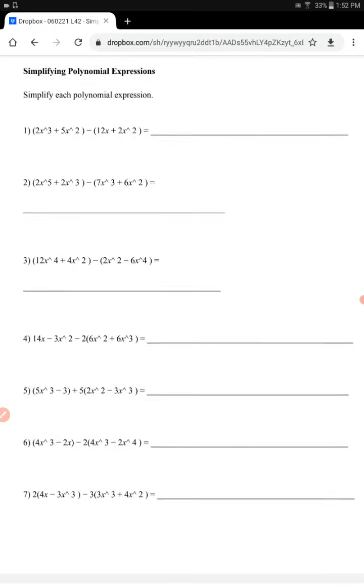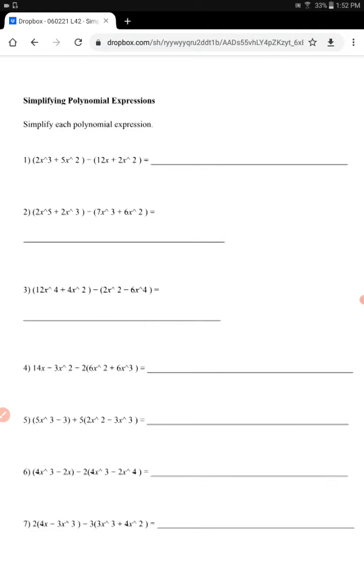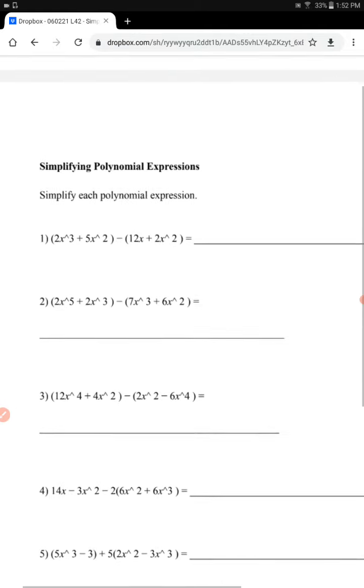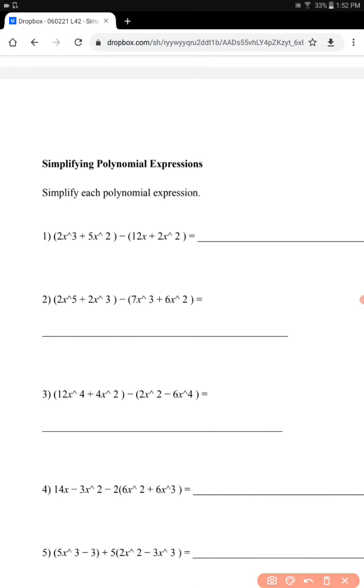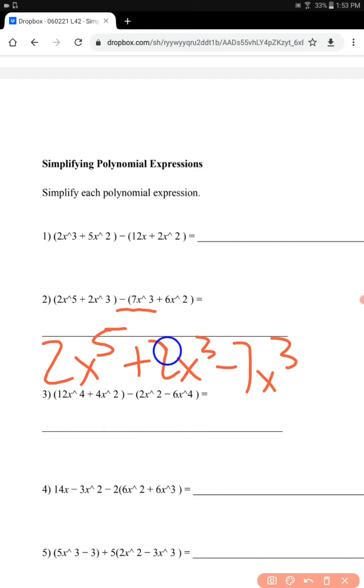I think we can do one more example real fast. So let's just do number 2 really quickly. 2x to the power of 5 plus 2x to the power of 3, and then minus 7x to the power of 3. And notice how both of these are being raised to the power of 3, so we can simplify them into negative 5x to the power of 3, since 2 minus 7 equals negative 5.